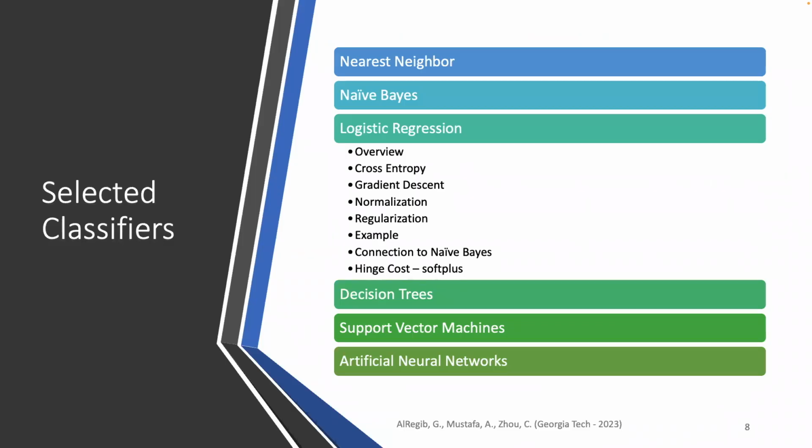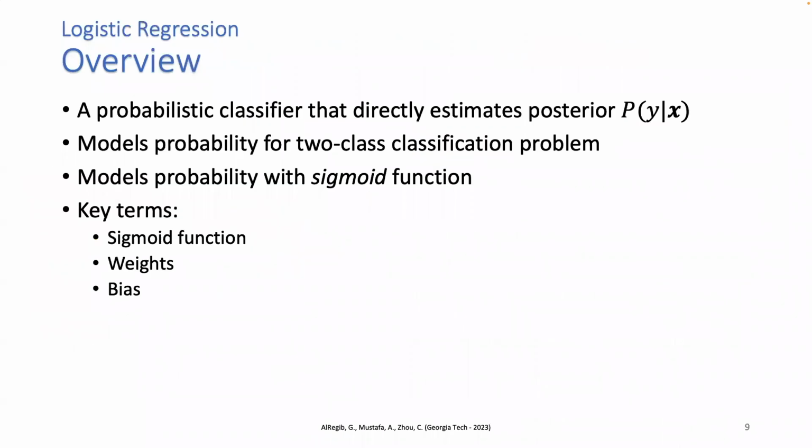Okay. So let's jump into the new topic of logistic regression today. This is nothing but a probabilistic classifier. It directly estimates the posterior probabilities, the probability of Y given X. And the key terms are the sigmoid function, the weights, and the bias. We'll look at those in a minute.